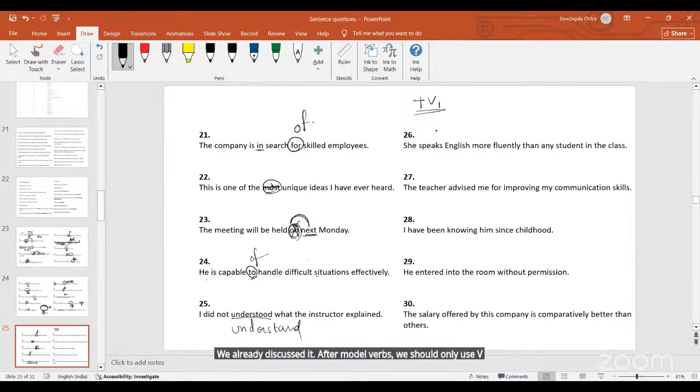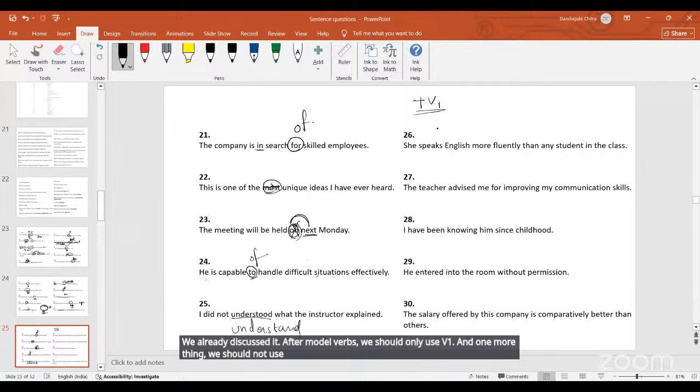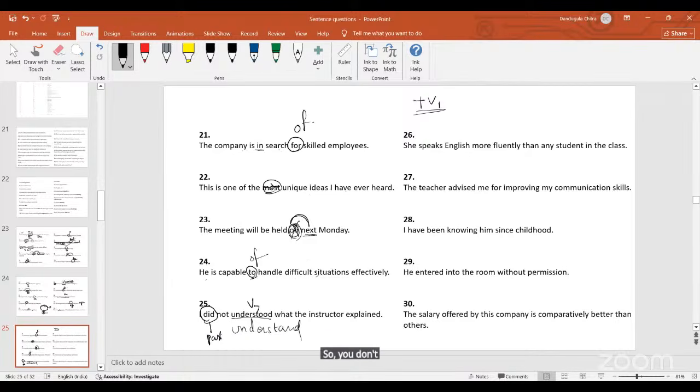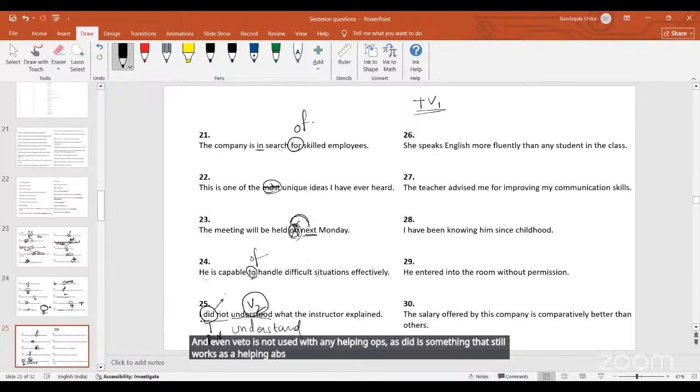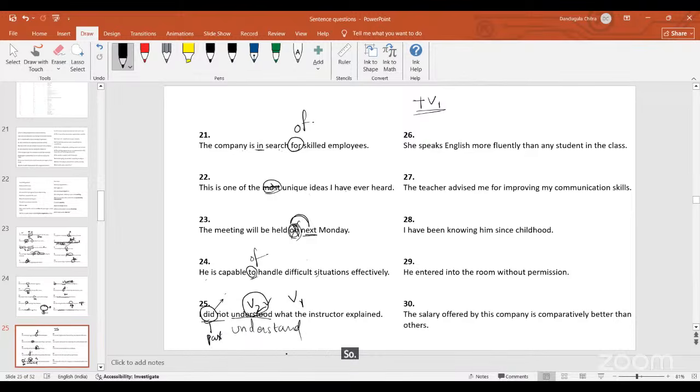And one more thing, we should not use the same related word again and again in the sentence, as did is however related to past. So you don't need to use this V2 again. And even V2 is not used with any helping verbs, as did is something that still works as a helping verb here. So already you have used did. So instead of V2, we can put V1 here. So simply, I did not understand is correct.